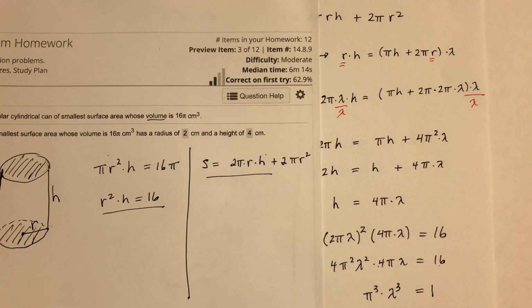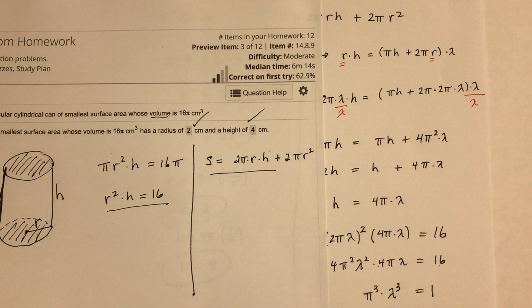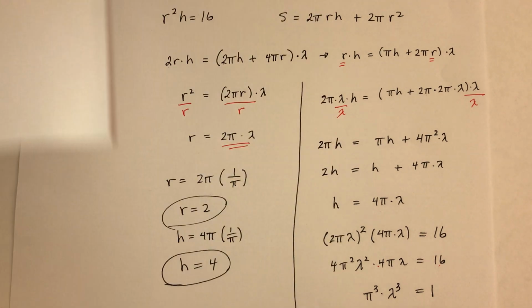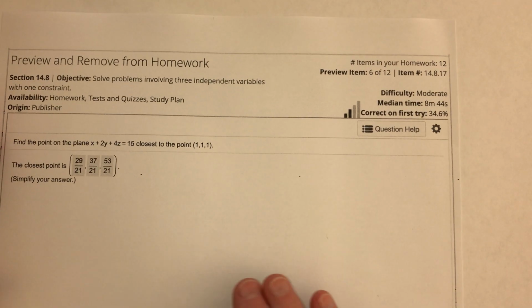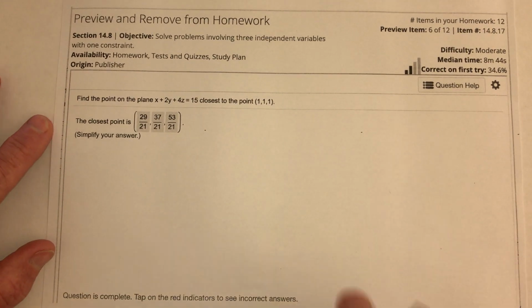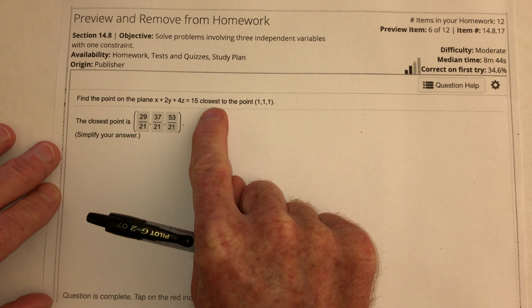And what did their computer say? 2 and 4. I love when that happens. And yes, there is one more. Find the point on the plane that's closest to this. So closest means the shortest distance.